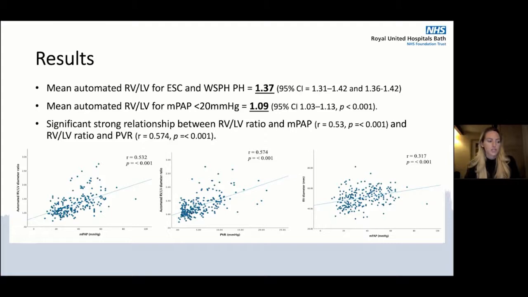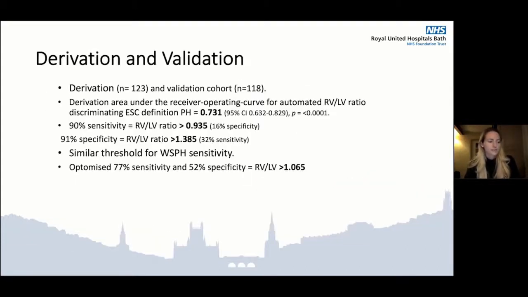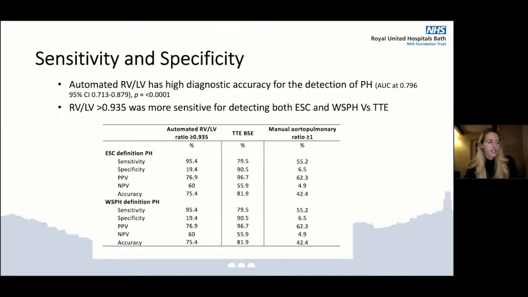There is a significant strong relationship between automated RV-LV ratio and both mean pulmonary arterial pressure and pulmonary vascular resistance, which is moderately linear. Patients were randomly selected into the derivation and validation cohorts without significant differences between the two. In the derivation cohort, the area under the receiver operator curve for automated RV-LV ratio, discriminating pulmonary hypertension, was 0.731. 90% sensitivity was achieved with an RV-LV ratio threshold of greater than or equal to 0.935, whilst best specificity was achieved with a threshold of greater than or equal to 1.385. In the validation cohort, automated RV-LV ratio demonstrated high diagnostic accuracy for the detection of pulmonary hypertension.